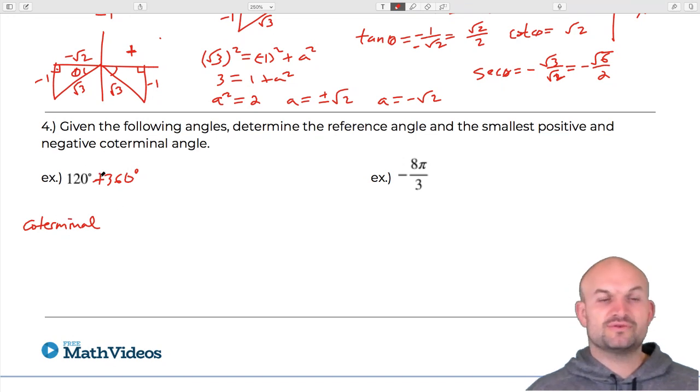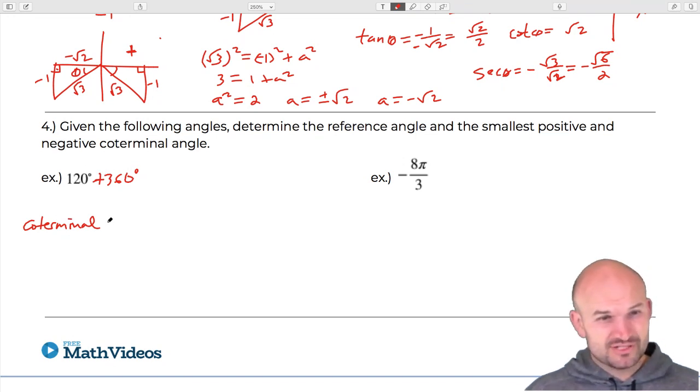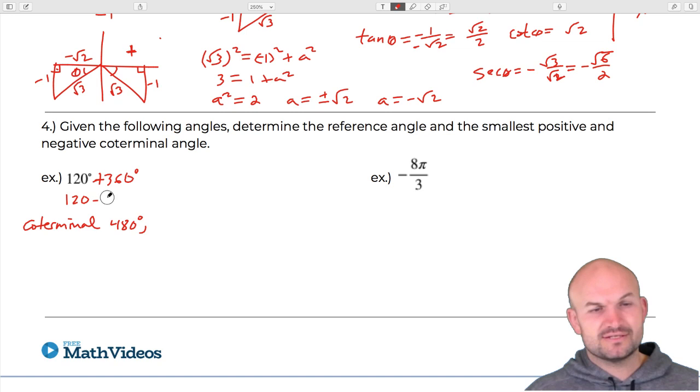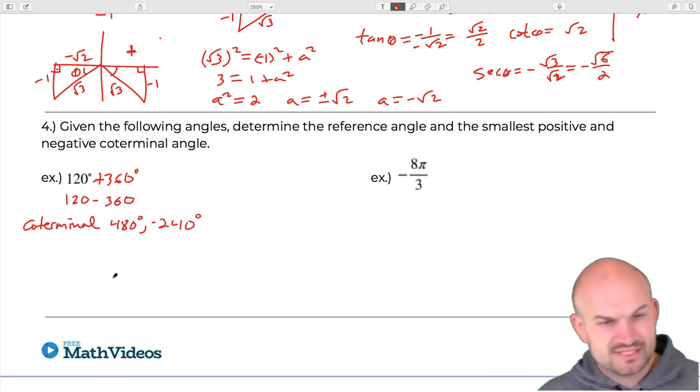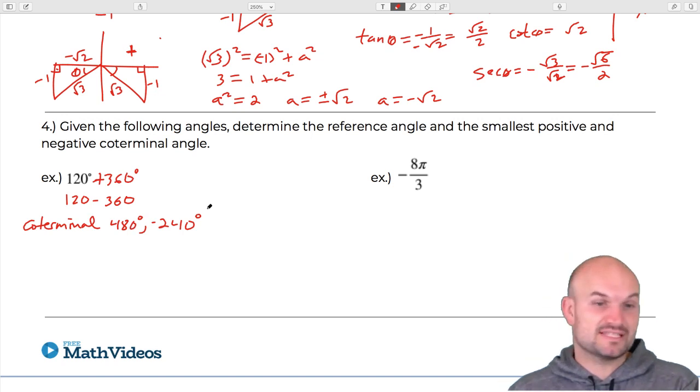So 120 plus 360 is going to be 480. That's going to be my smallest positive. And then the smallest negative, I am just going to subtract 360, which is going to give me a negative 240 degrees. So that's the smallest positive, and that's the smallest negative.